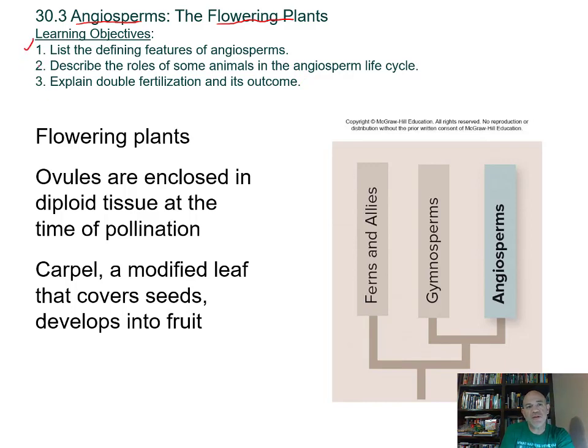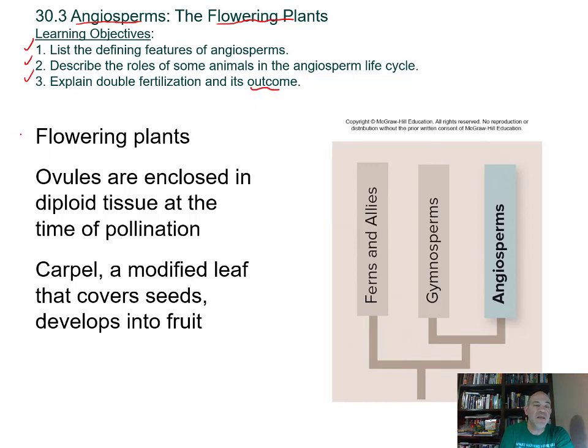So here, your objectives are to list the defining features of angiosperms, and then to describe the roles that some animals play in the life cycle of angiosperms, and then be able to explain what double fertilization is and what the outcome of that is.